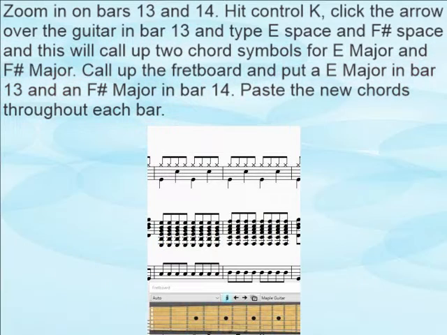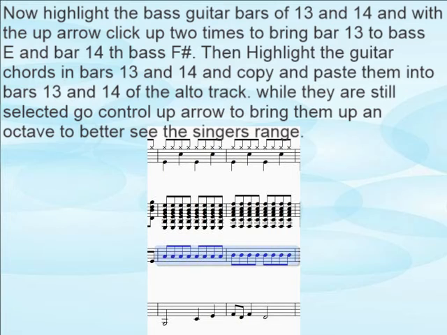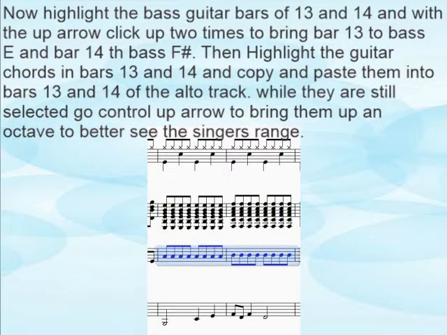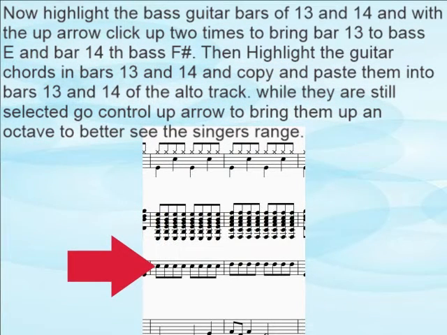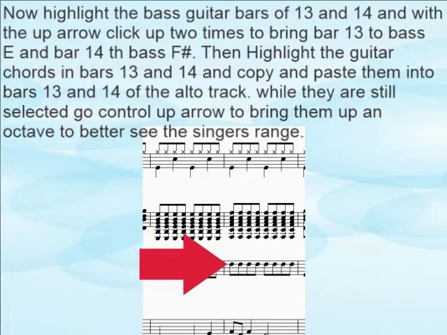Paste the new chords throughout each bar. Now highlight the bass guitar bars of 13 and 14, and with the up arrow click up 2 times to bring bar 13 to bass E and bar 14 to bass F sharp.